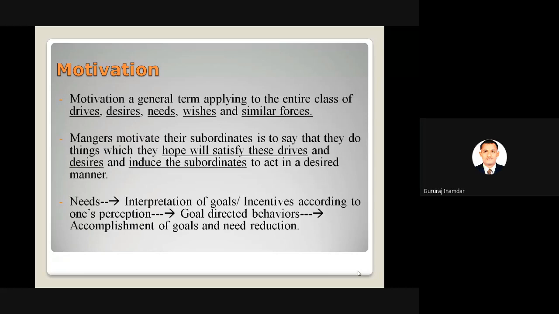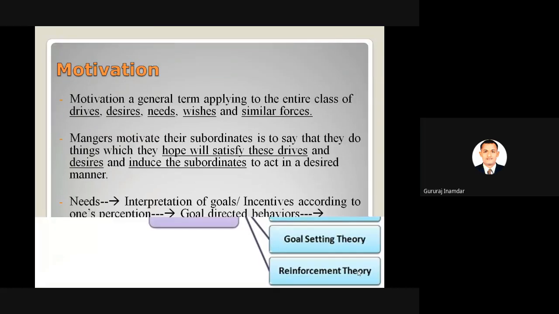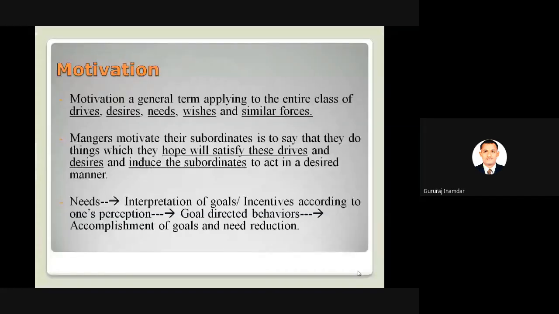They will think, this is my industry, this is our industry. So they will always think about the behaviors of each and every employee. So motivation has accomplishment of goals and need reduction. The basic requirement of motivation is nothing but to accomplish the goals. His final target is to accomplish the goal and need reduction.